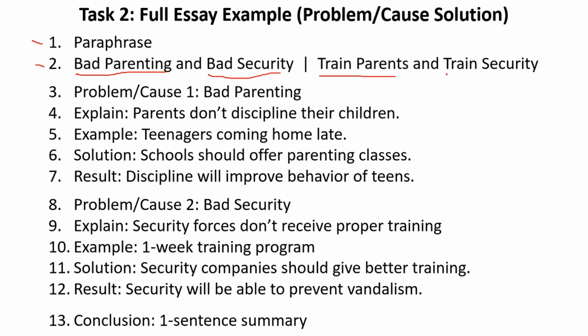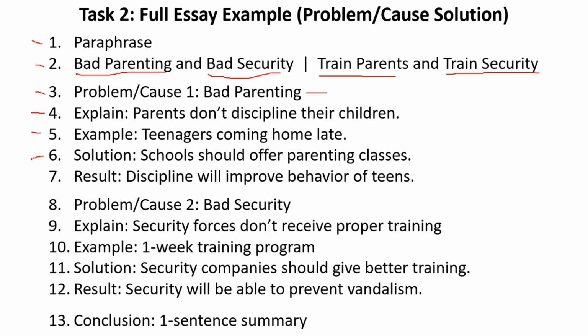Then in my first body paragraph, I'm going to start by restating this bad parenting point. Then I'm going to explain that point. So what I mean by bad parenting is that parents don't discipline their children. Then I'm going to give an example. Maybe sometimes teenagers come home late and parents don't handle that properly.